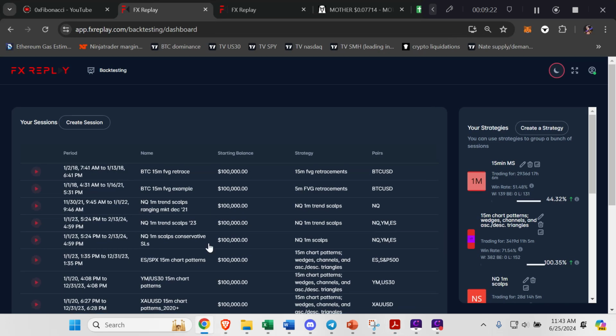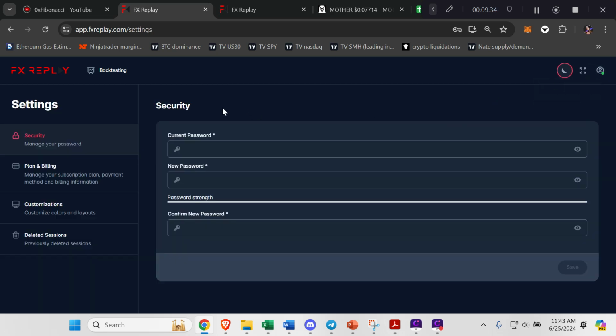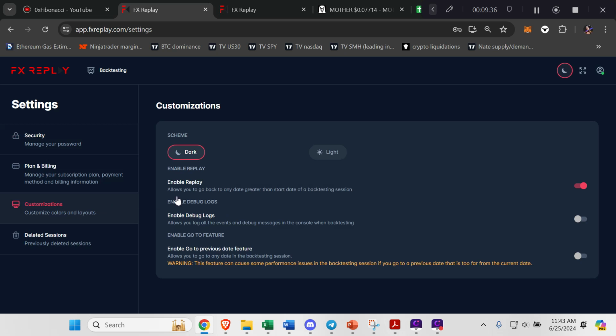So I'm going to pivot over to FX Replay here, and first I want to show you the dashboard. When you initially go into FX Replay, there are a couple things you need to toggle. If you go to manage accounts and you go to customizations, obviously dark mode is what I prefer. You can choose your poison there. But you definitely want to enable this replay function so that it'll allow you to go backwards if you accidentally go too far in the chart. So that's the first thing you want to do.